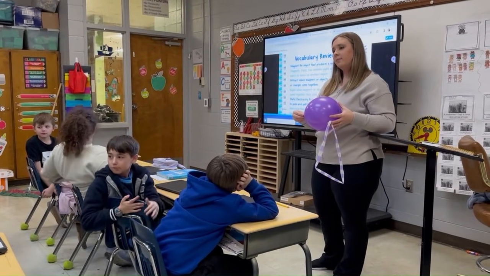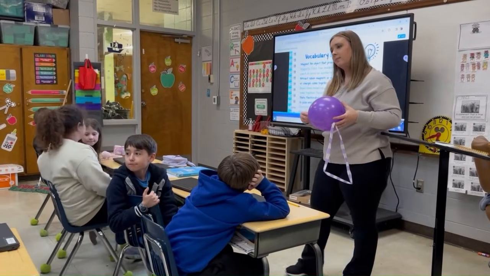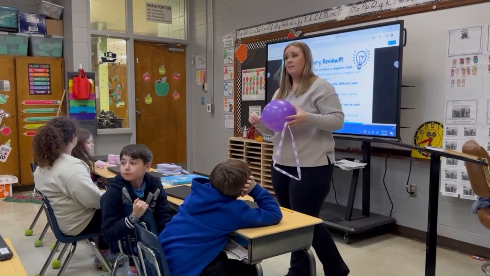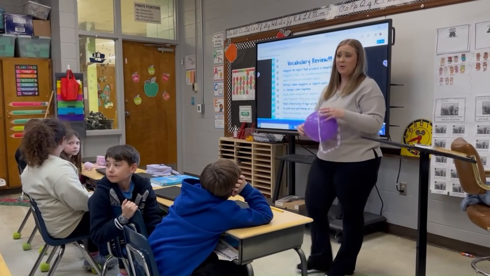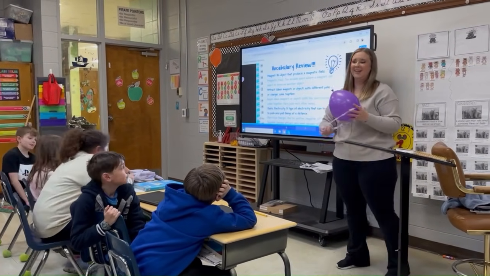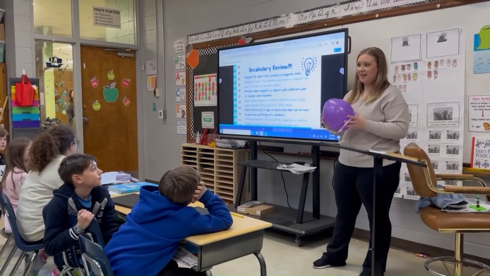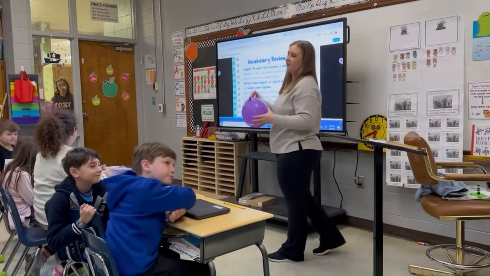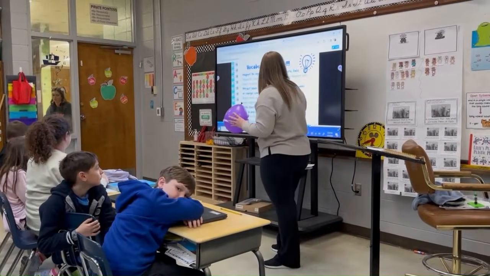Is a magnetic field made of anything, or is it just invisible particles? I'm not really sure. Is it made of air? It's just energy. Invisible energy. Alright, so moving on.